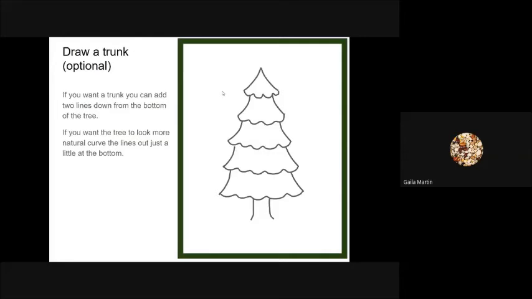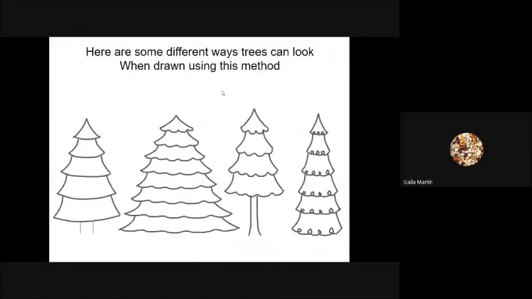At this point, you could add little stars on it, or tree lights, or garland, which are little strings of sparkles across it. So you can decorate your tree any way you want. And here are some different ways trees following these same directions can look.